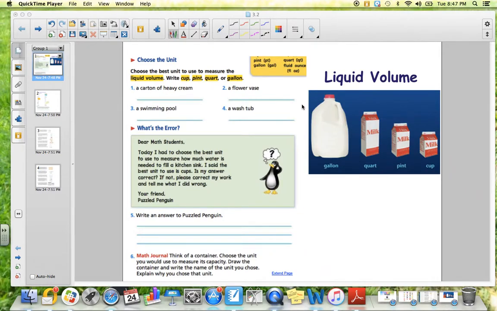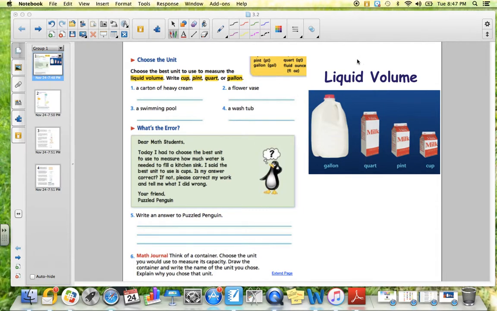Hi kids, this is Unit 3, Lesson 2, Customary Units of Liquid Volume. Today we're going to focus on learning what liquid volume is and doing some activities with it. So please turn to page 163 in your SAB and we'll get started.